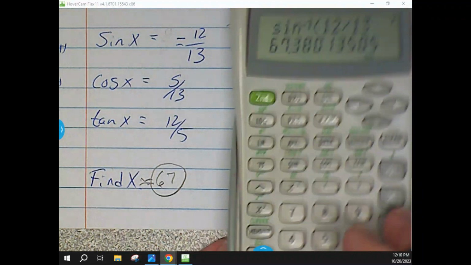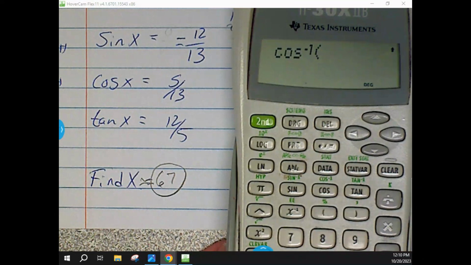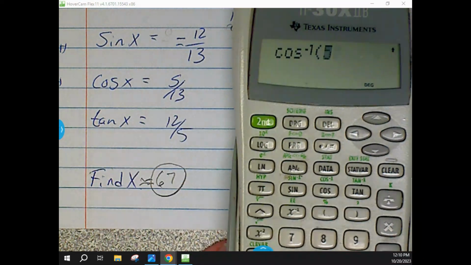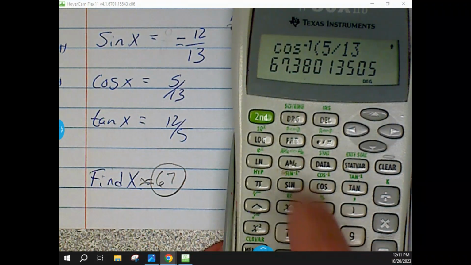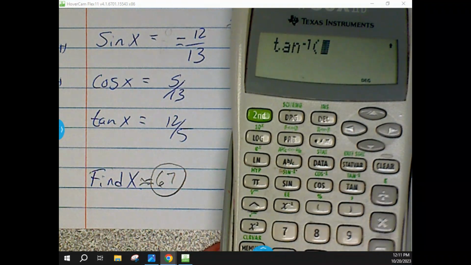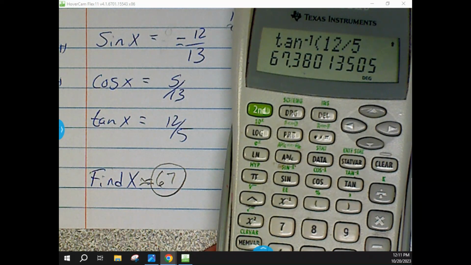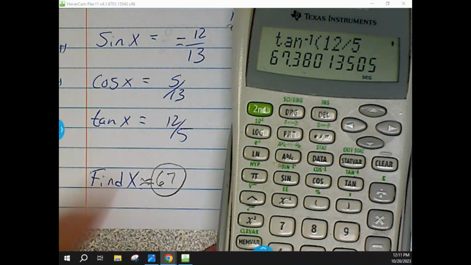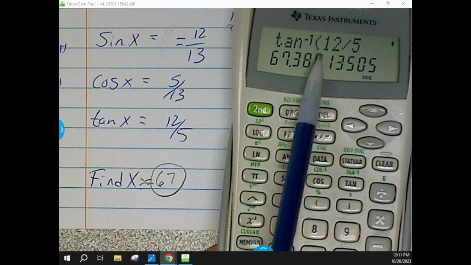Okay, now the good thing is, it doesn't matter which one of these three operations you do. If we had done cosine, you get the exact same answer. If you do second cosine 5 divided by 13, you still get 67.3. If you did second and then tangent of 12 divided by 5, you're still going to get 67.3. So it doesn't matter which one of these. If they give you all three numbers, you get to pick which one you want to do, and then you just punch that number in. And again, if the angle is missing, like we've got with the X's and Y's up here, you have to hit your second button first so that you've got this -1 that pops up here.